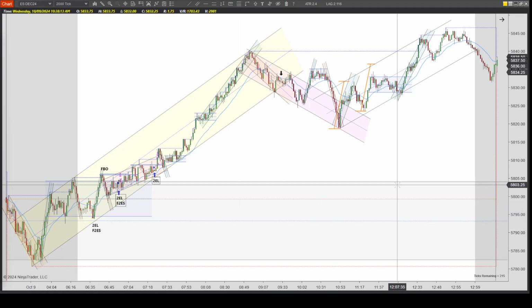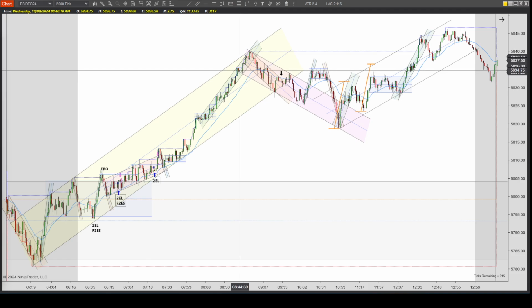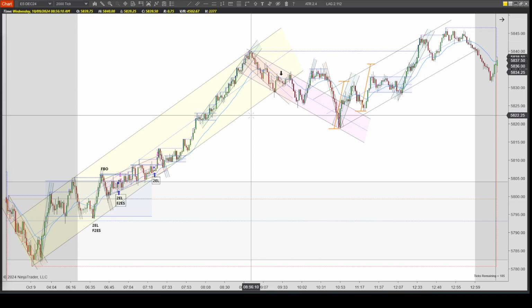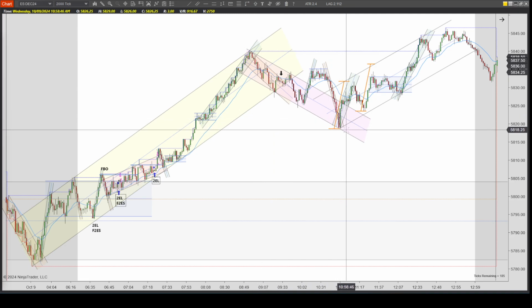October 9, 2024. This is S&P 500 E-Futures Mini on the 2000 tick chart using NinjaTrader 8. This is what the chart looked like today. The volume was really low and the volatility wasn't that great. The only economic data came out at 11 o'clock Pacific Standard, which is about right here.